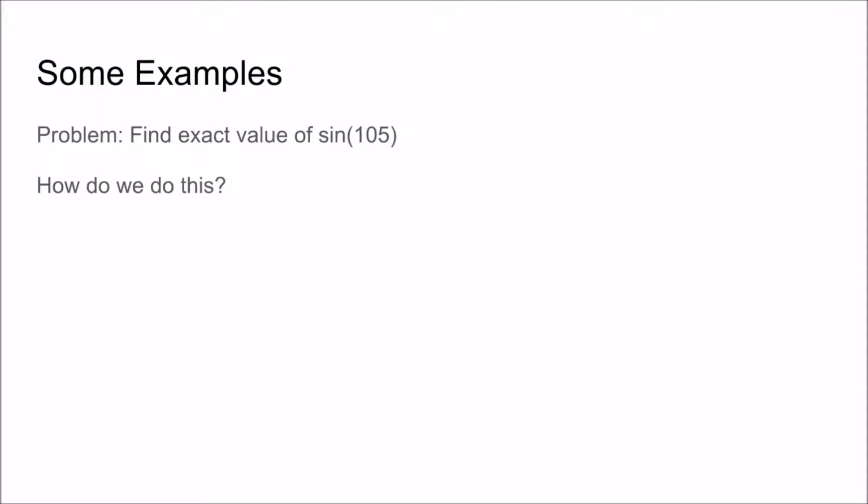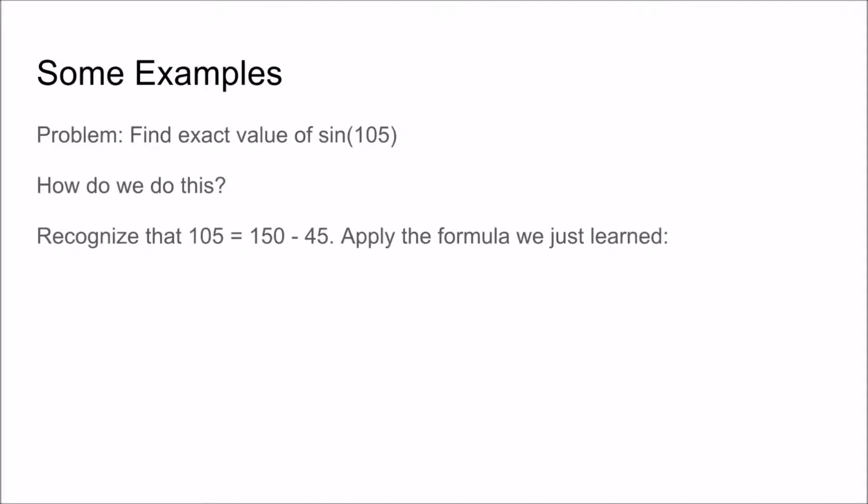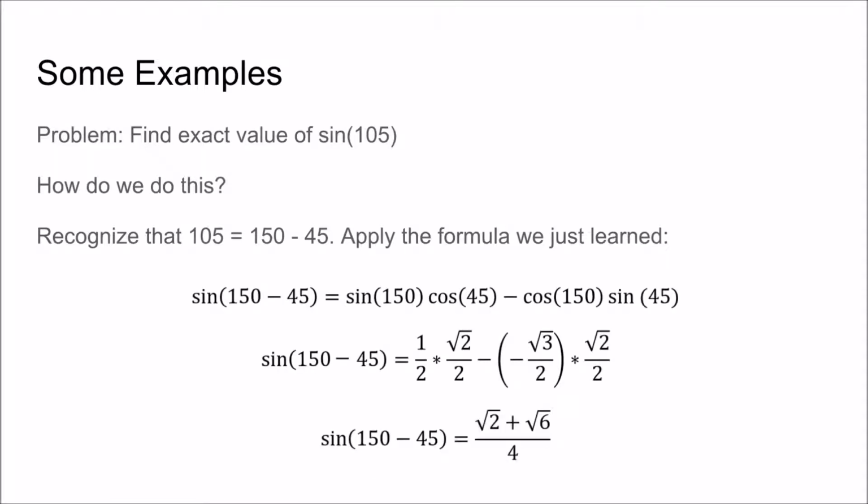Now the next problem is similar. It's finding the exact value of sine 105. This time we're going to use the difference 150 minus 45. And so we apply the difference formula for sine, and we substitute and simplify.